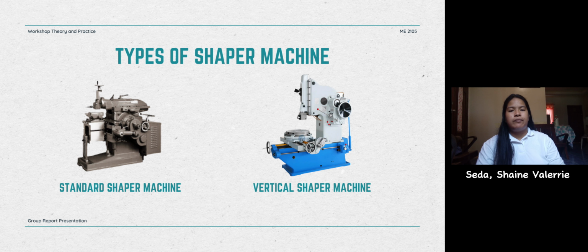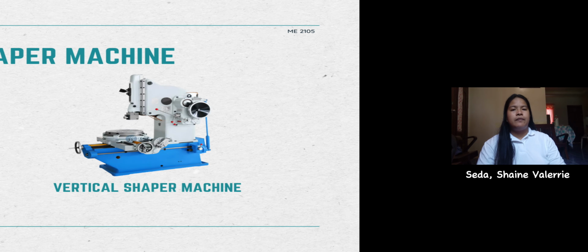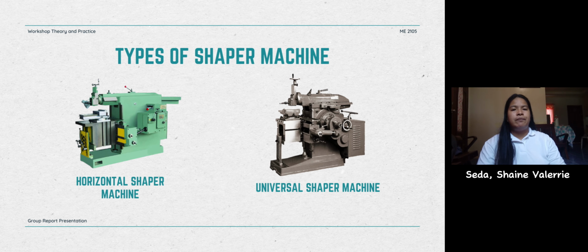shaper machines. Standard shaper. This is the most commonly used type of shaper machine in the industry. It is used to produce horizontal, vertical, or flat surfaces. Vertical shaper. This type of shaper machine is fitted with a rotary table that enables curved surfaces to be machined. Horizontal shaper. The ram of this type of shaper machine moves in a horizontal direction and is used to produce horizontal surfaces.